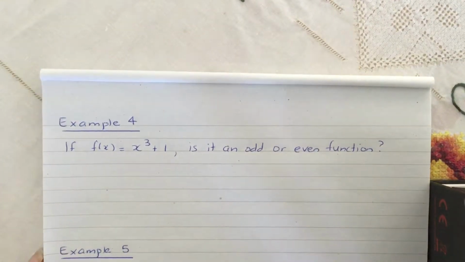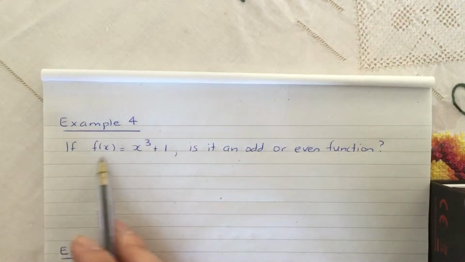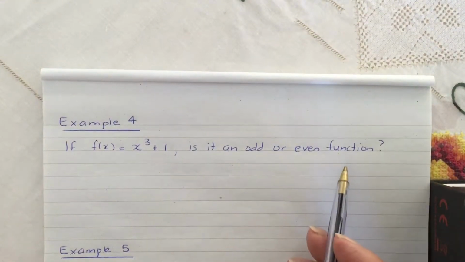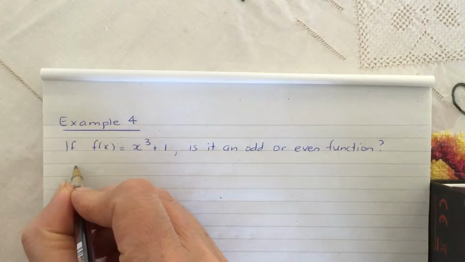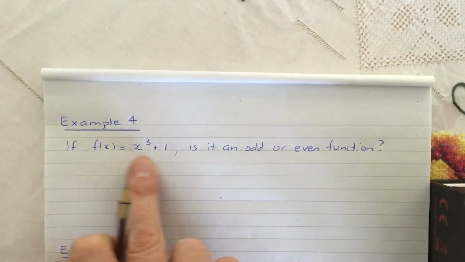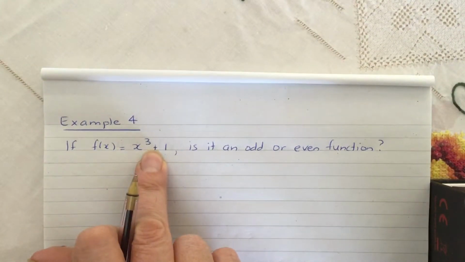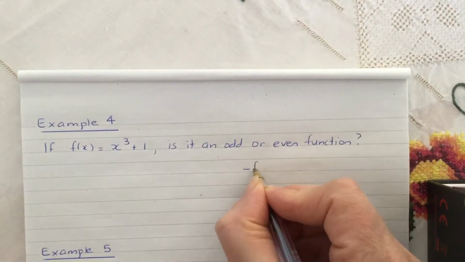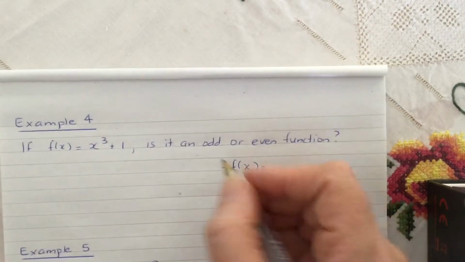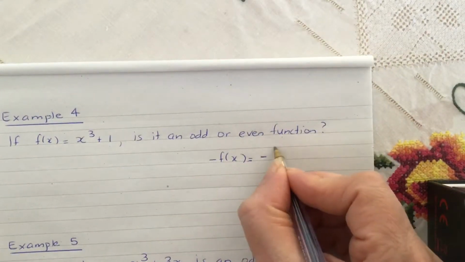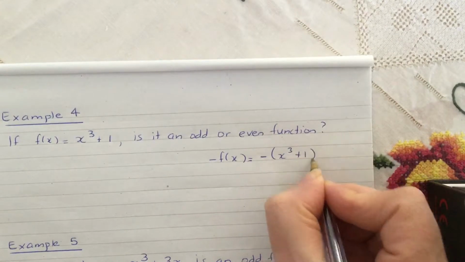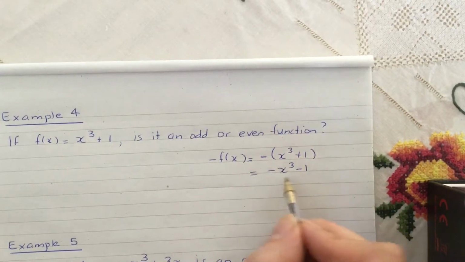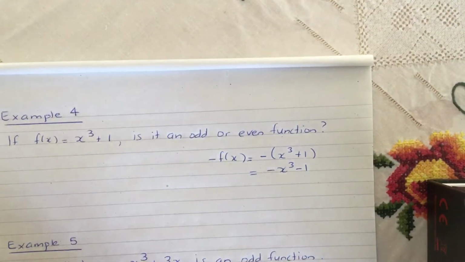Example 4 says, if f of x is equal to x cubed plus 1, is it an odd or even function? Okay, let's find out. So remember, if it's even, you're going to end up with exactly what you see, x cubed plus 1. But if it's odd, let's find out what odd will look like on the side. Odd will be minus that. And when you expand that, you get minus x cubed minus 1. So if we end up with this, it's going to be an odd function. If we end up with this, it's going to be an even function.